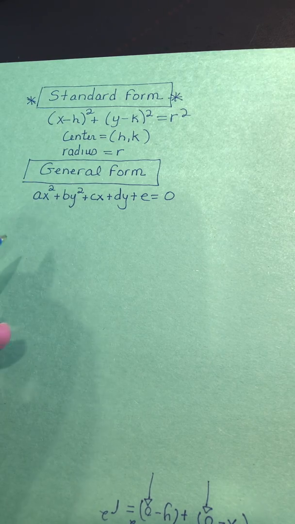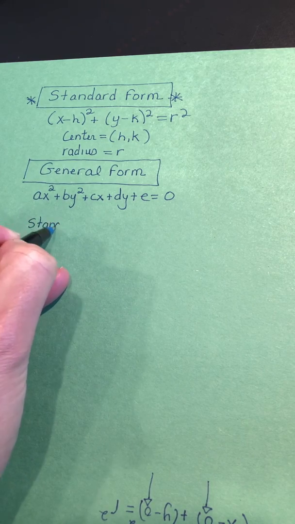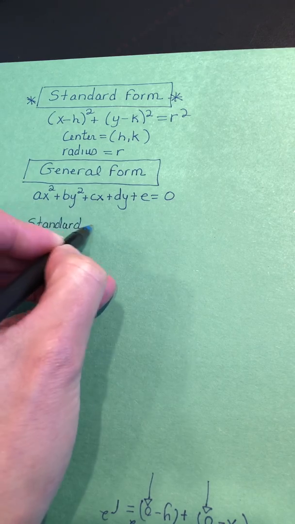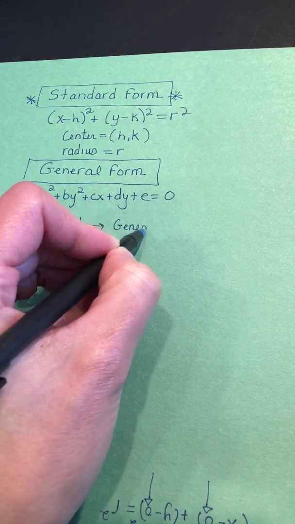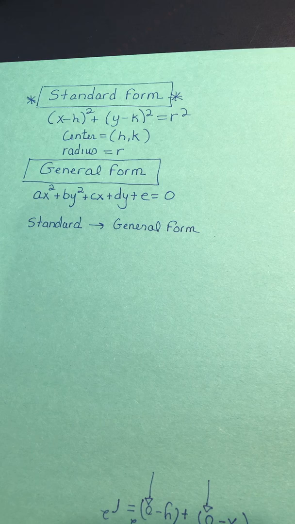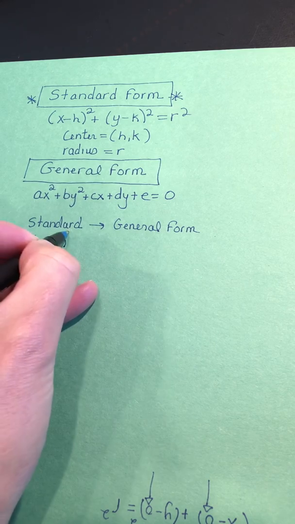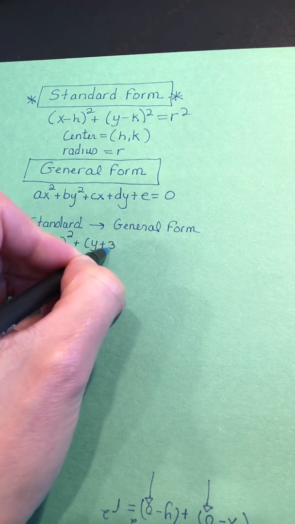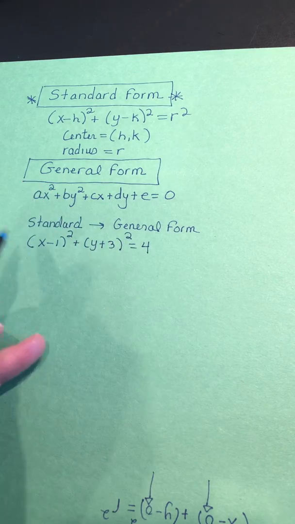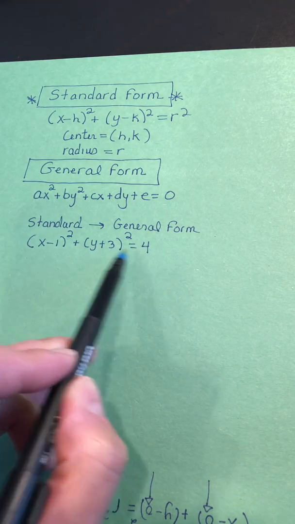Okay, so one of the things we want to learn how to do is convert from standard form to general form. And this is similar to when you were in Algebra 2 and you learned to convert from the intercept form of a quadratic into standard form. So let's take example 1 from the last video. Let's say we had x minus 1 squared plus y plus 3 squared equals 4. And we saw this and said, hey, that's in standard form. To convert to general form, we just have to multiply this out.